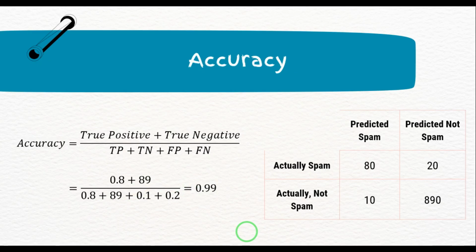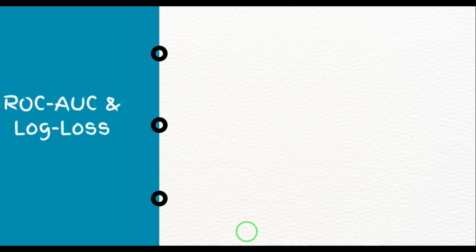Wow, this is very high. So let's move on to the rest of them. There are two other common metrics for evaluating classification models. They are pretty advanced and may be best suited for when you need higher level evaluation, especially for probabilistic models. So let's just learn them.